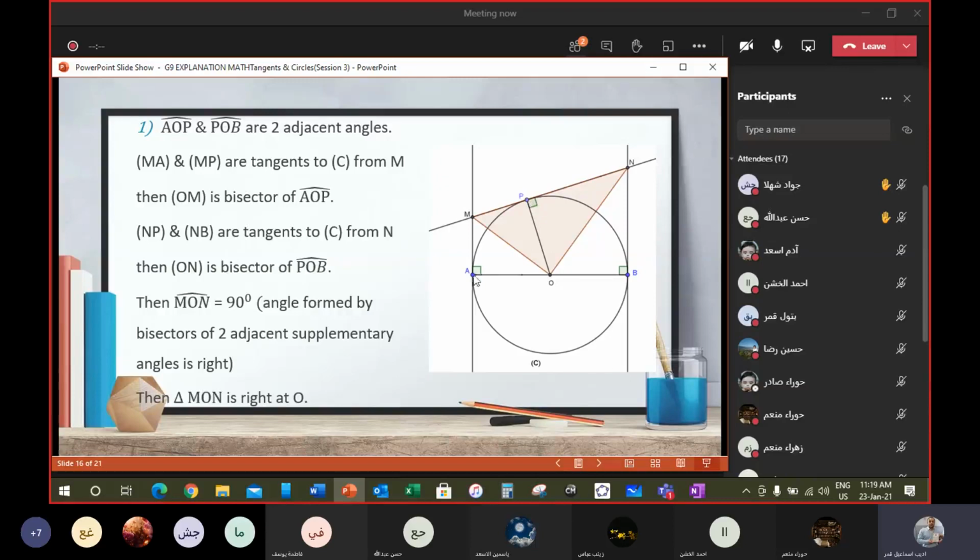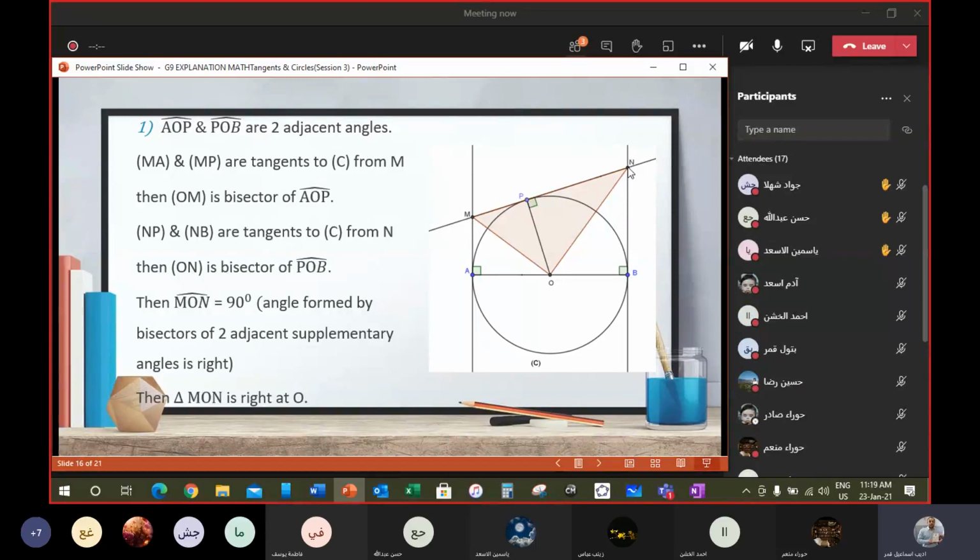Then we draw the tangent at A to the circle, which is perpendicular to the radius OA at A. And then we draw the tangent to the circle at B, which is perpendicular to the radius OB at B. Okay, these two tangents intersect with the tangent at P at the points M and N.